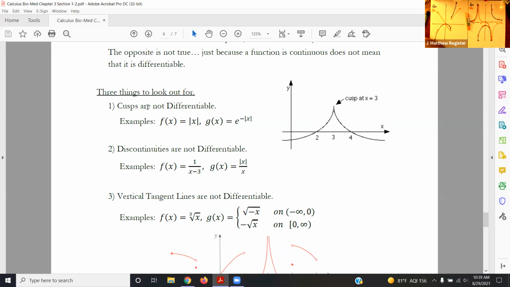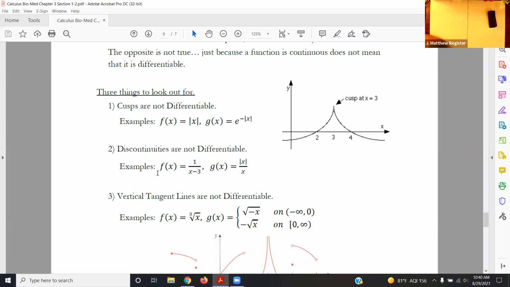And so cusps are not differentiable. A cusp is where you come up and meet at a point and then you go back down, or there's some drastic change in the rate of change. It's still continuous, but it is not differentiable. And here are 2 examples. The absolute value of x, that's a function that comes down to a point. At that point where it makes the V shape, it is not differentiable. It's differentiable everywhere else, just not at that one point. Another example is e to the negative absolute value of x. Absolute values tend to have those things.